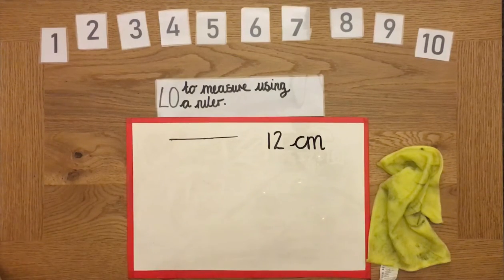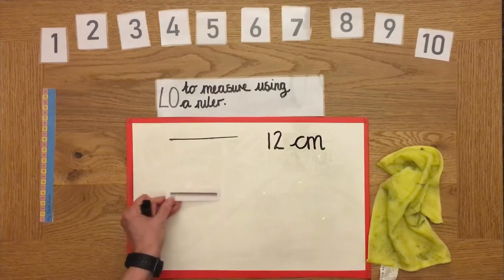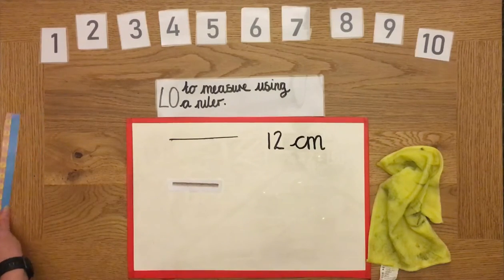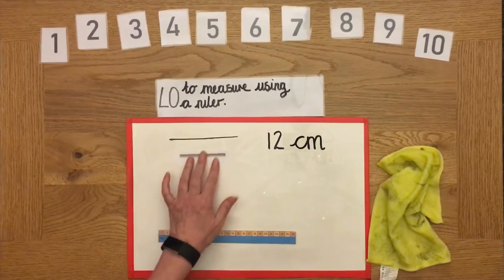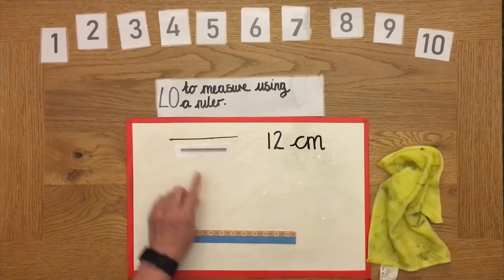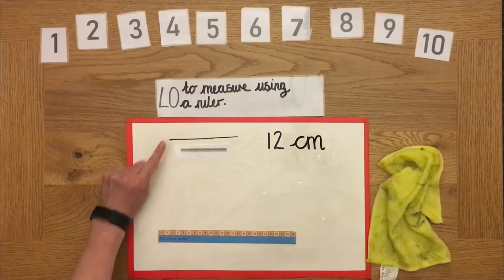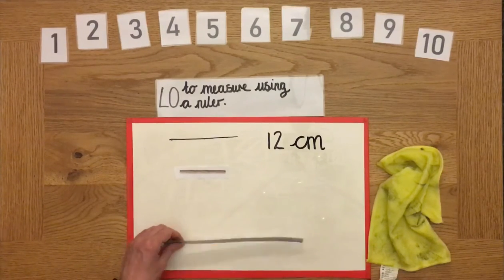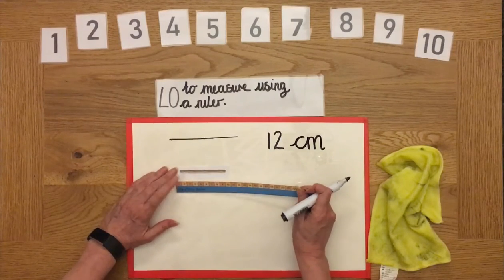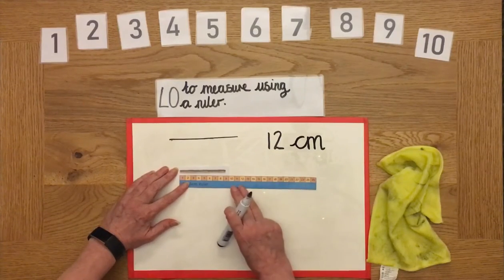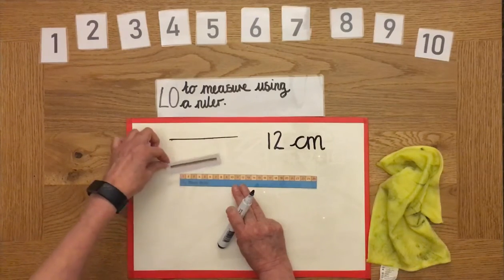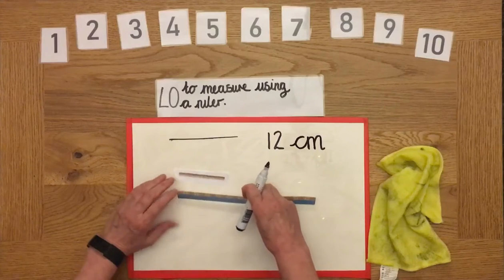We have other things to measure. I have a rope. It's a picture of a very little rope. Now I know by comparing that the line is longer than the rope, but I want to know exactly how long the rope is. So I'm going to line my ruler up at the beginning, not at the beginning of the piece of paper, but at the beginning of the rope.